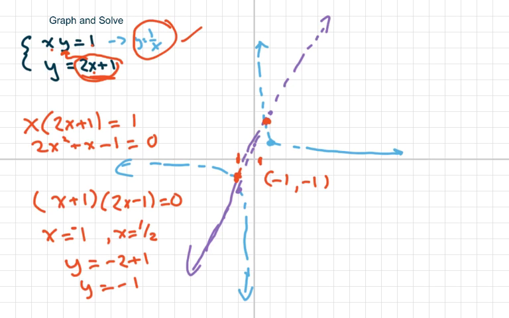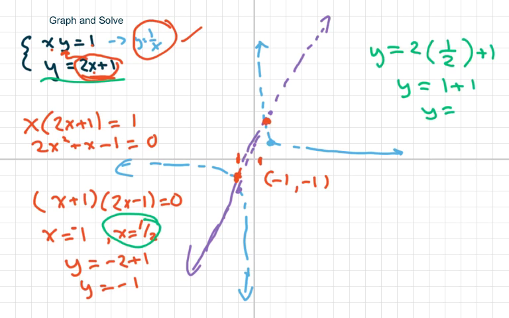Now for this one, I'm going to plug in the 1/2. So when I plug in the 1/2, I'm going to go ahead and plug it in the second equation to get y equals 2 times 1/2 plus 1. And this is going to give you 2. So y equals 1 plus 1, so y equals 2. So when x is 1/2, this should have been hitting right at 2. So my graph is a little off here. Should have gone through there.